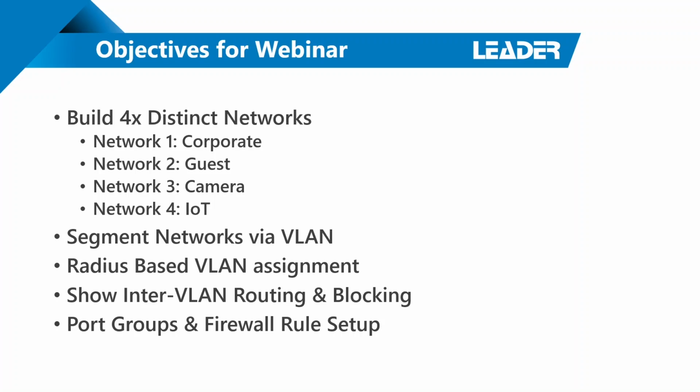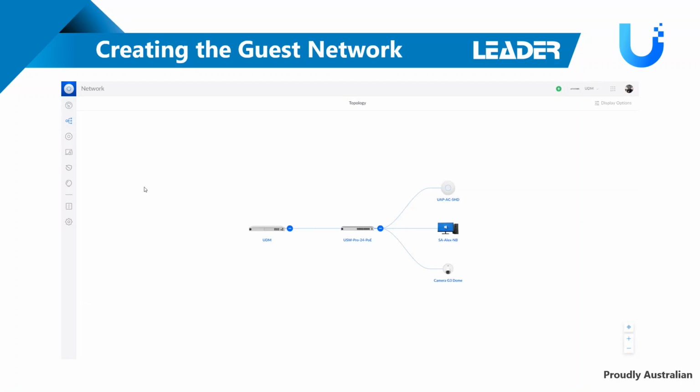So with that being said, we're going to delve straight into it, and we're going to start off by looking at the network and my topology. The topology I have right now is a UDM connected to a USW Pro 24 switch, as well as a UAP AC SHD, and I've got my notebook connected up to the switch directly, as well as a G3 dome. And we're going to separate out our networks accordingly.